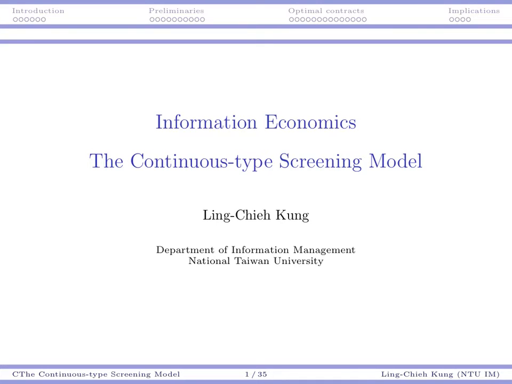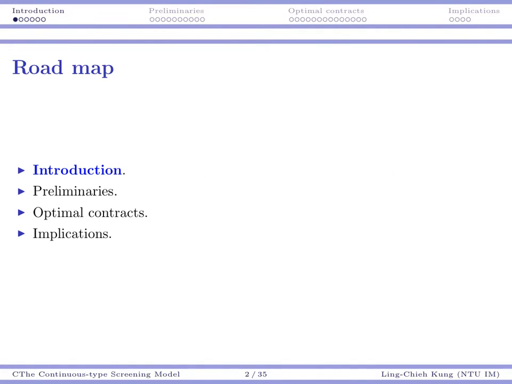Today we're going to introduce again a screening model, but now we're going to change the technical assumption. We're going to introduce the continuous type screening model. So in this video, I'm going to give you an introduction and overview of our plan. And then we're going to first introduce some mathematical preliminaries that you need to characterize the optimal contract. We then use those tools to derive the optimal contracts, and finally give you some implications of that.